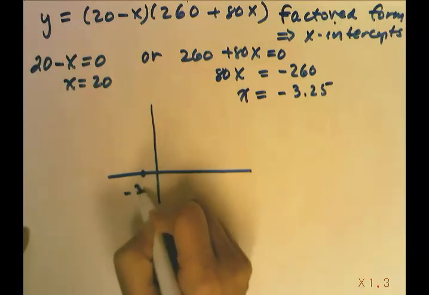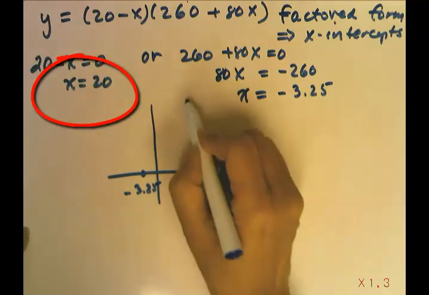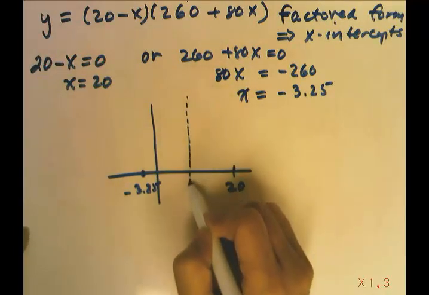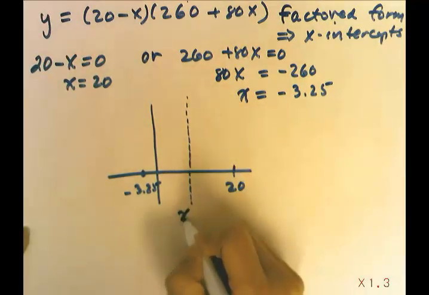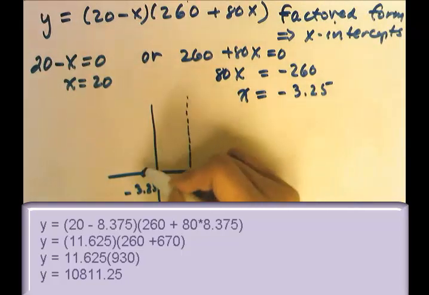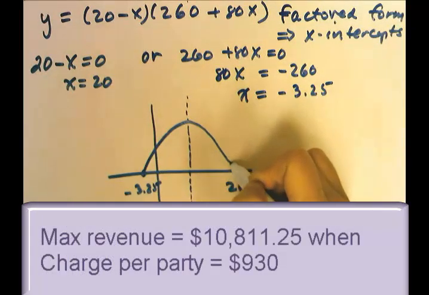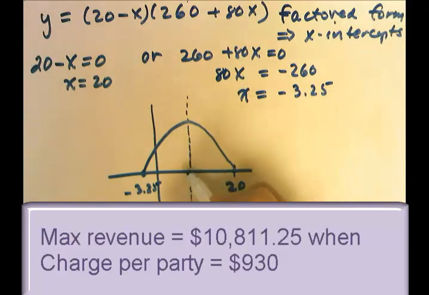The two x-intercepts are negative 3.25 and x equals 20. Halfway in between is going to be 8.375. Here are the calculations to find the maximum revenue based on our algebraic solution. The maximum revenue is $10,811.25. The maximum revenue then is $10,811.25 when he charges per party $930.